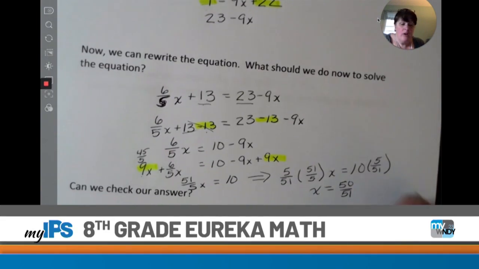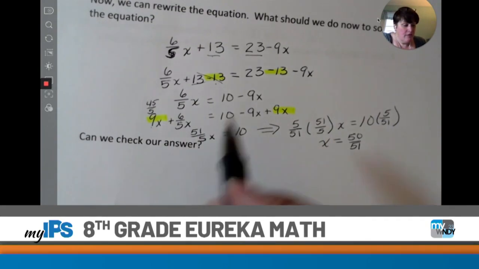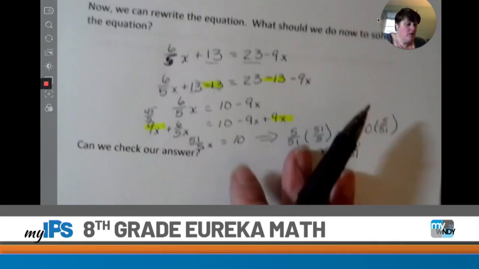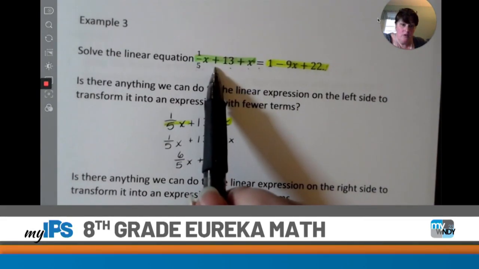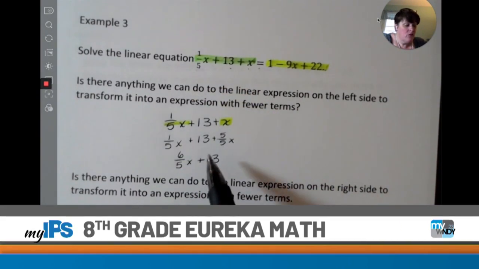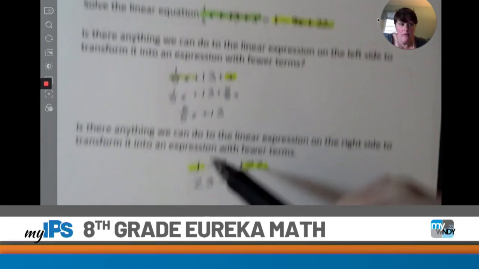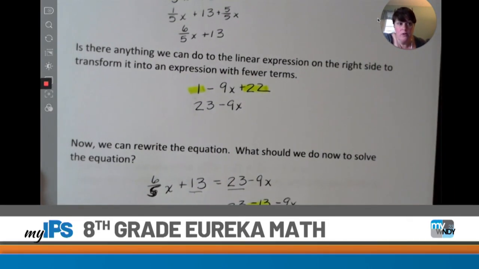Can we check our answer? You can. You can put it into the left-hand side and the right-hand side of the equation. I would suggest that you put it into the original equation, because if we made a mistake transforming it, then we wouldn't have the correct answer. So we need to make sure that we always put it into our original equation.